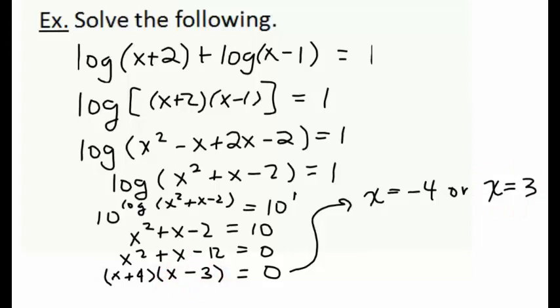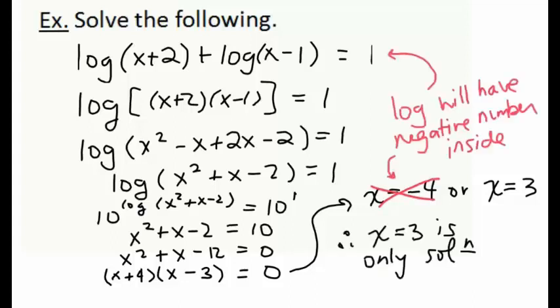However, when we substitute these values back into our original equation, 3 is okay. We get log 5 and log 2, which are both acceptable. But when we try to put negative 4 back in, we get log of negative 2 and log of negative 5, which are not acceptable. So we're going to have to get rid of negative 4 as a possible solution because it creates logarithms that are negative. So in this case, we're forced to conclude that x equals 3 is the only possible solution to our original equation.